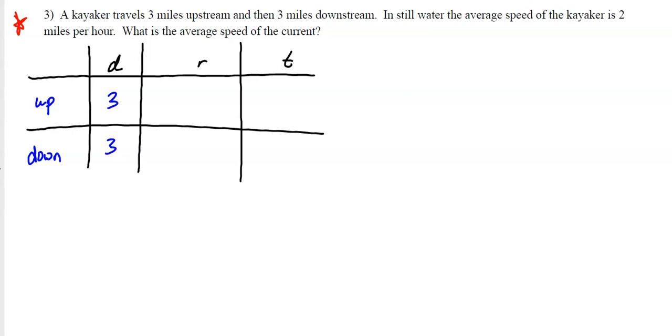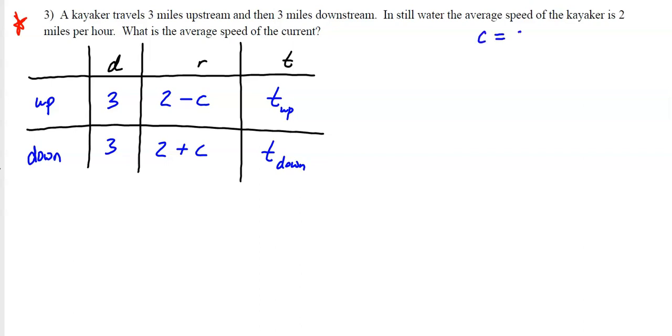So our speed is going to be 2 plus the, or actually we're going upstream. So this one is 2 minus the current. And this one is 2 plus the current. And we don't know the time. So I'm kind of stuck here. So I'm going to call this time going up and time coming down. So let me put these in here.